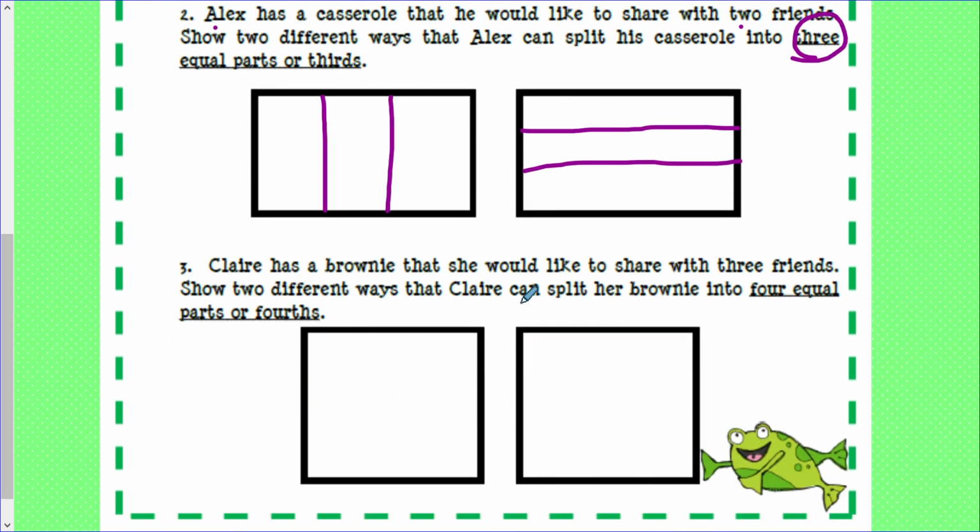Okay, Claire has a brownie. She wants to share with her 3 friends. So it's Claire plus 3 of her friends. So 4 equal parts. So you knew that one. Let's do one of the harder ones for this.